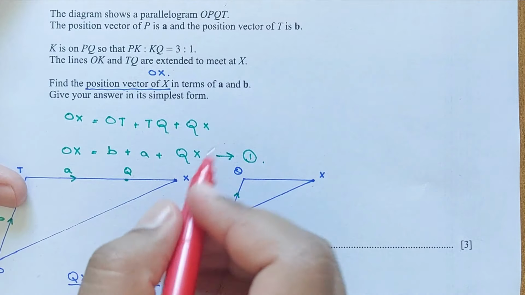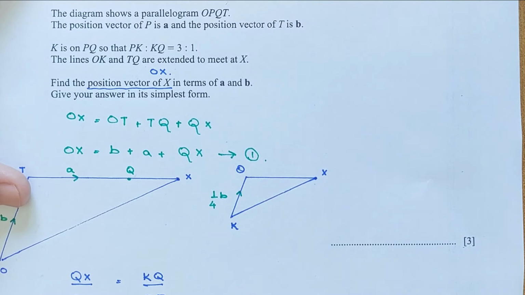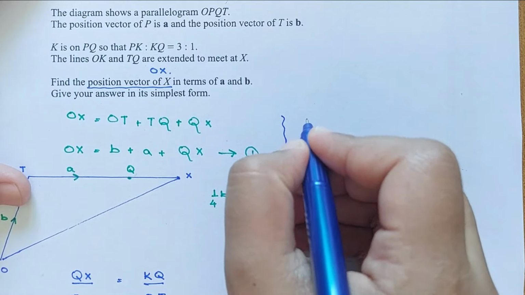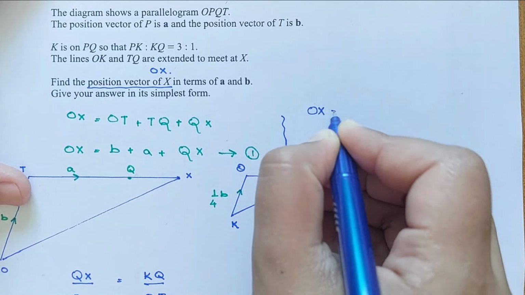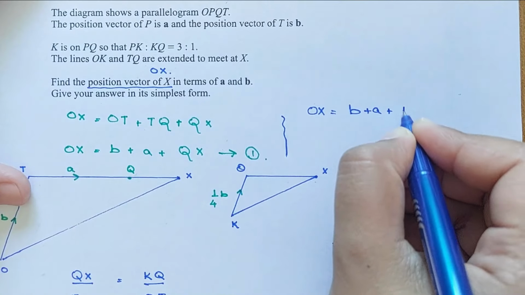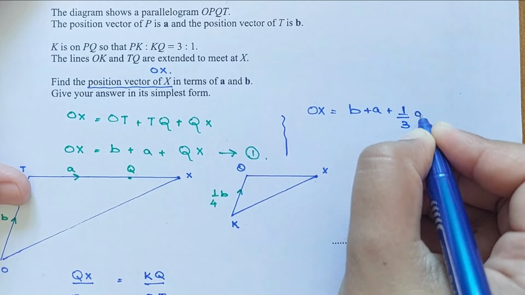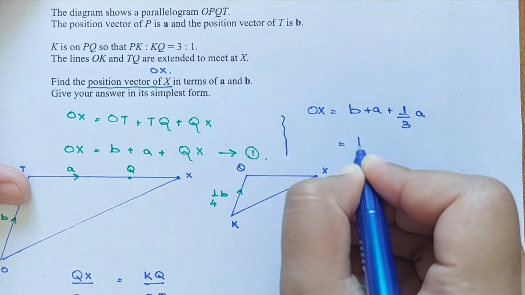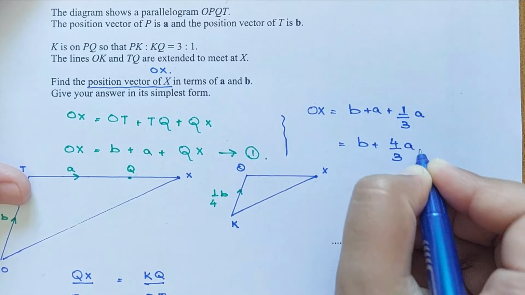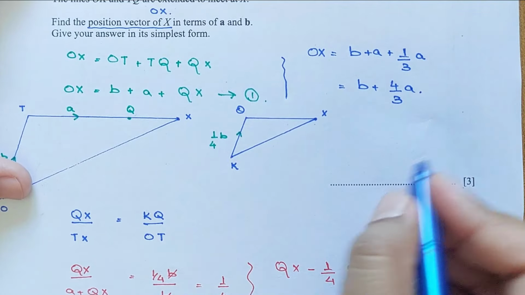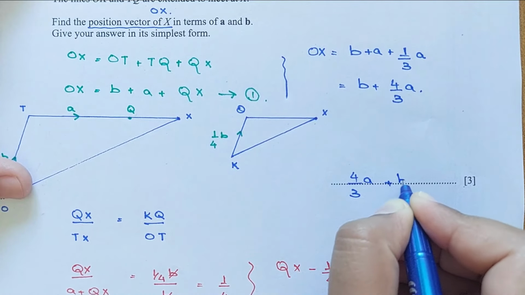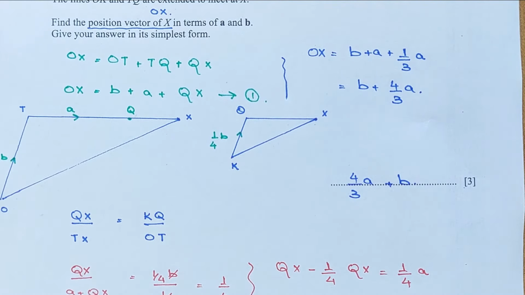So just substitute the value of QX into the first equation. You can easily get the position vector of X. So O to X is B plus A plus QX, that is 1 by 3 of A. So A plus 1 by 3 of A is 4 by 3 of A, plus B. So that is the position vector of X in terms of A and B, which is 4 by 3 of A plus B. I hope this is clear now.